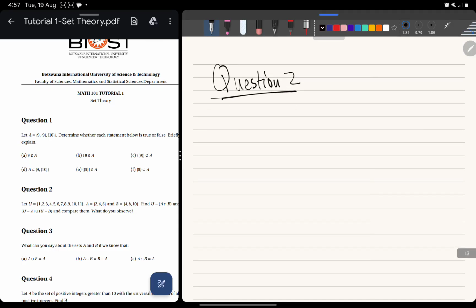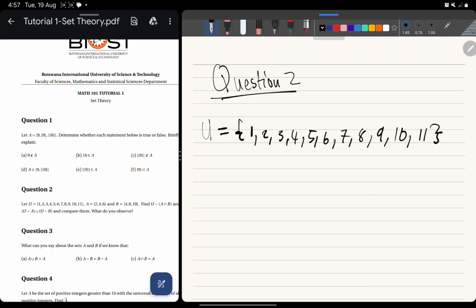Let's see. It says we have the universal set U, which is going to be equal to 1, 2, 3, 4, 5, 6, 7, 8, 9, 10, 11. This is the universal set, with everything. And they're saying that set A is going to have the values 2, 4, and 6. And set B is going to have the values 4, 8, and 10.